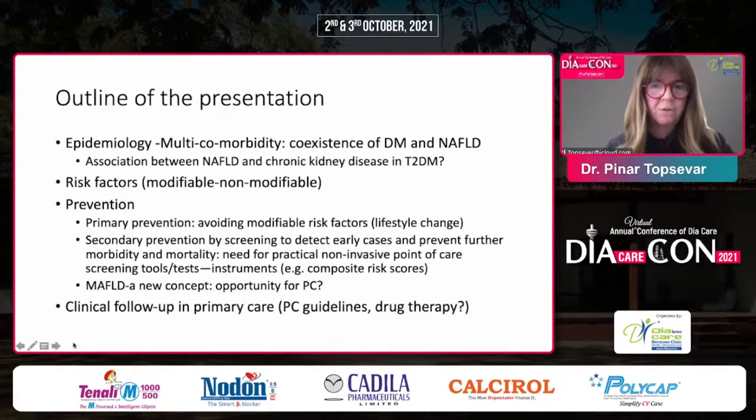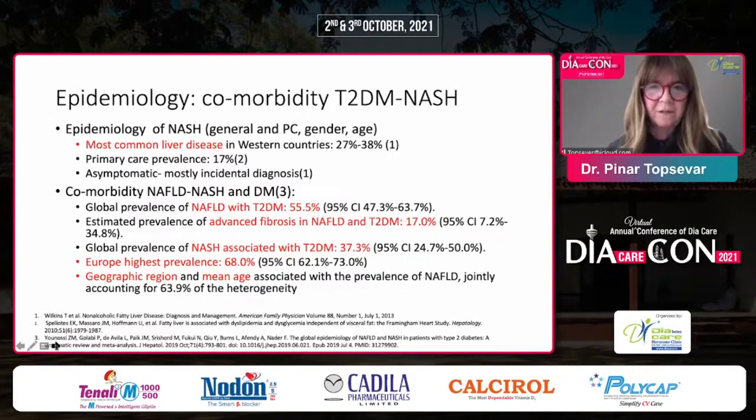epidemiological data. So this is the outline of my presentation, and our respected chairman already alluded to that. I will go directly in medias res in order not to lose much time. Actually, we know that the epidemiology of non-alcoholic fatty liver disease and even NASH, the advanced and irreversible fibrotic form, is quite prevalent. And in Western countries, it's actually the most prevalent liver disease, with prevalences between 30 and 40%.